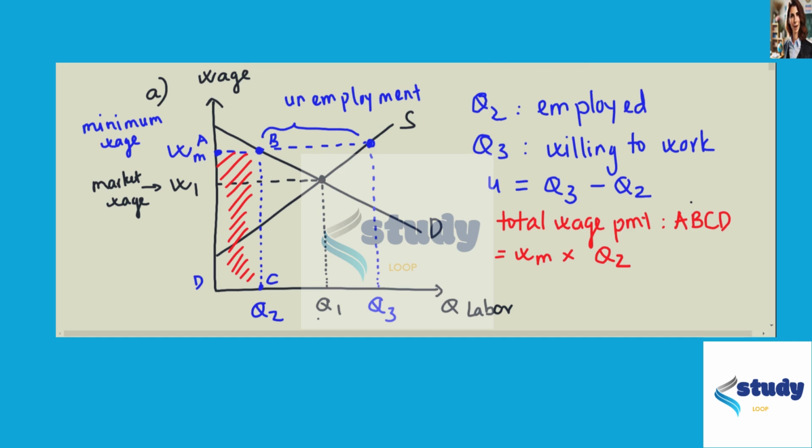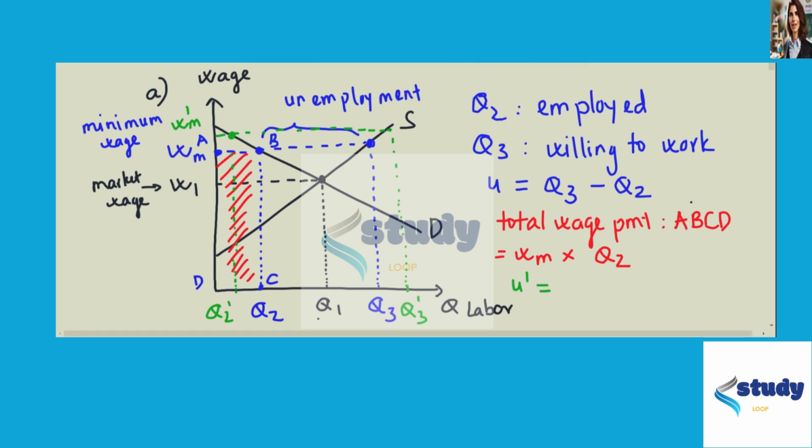For part B and C, actually assume there is an increase in the minimum wage. We can draw another line. Let's say Wm prime is the new minimum wage. Now the number of workers that would be employed is Q2 prime, and the number of workers that are willing to work is Q3 prime.